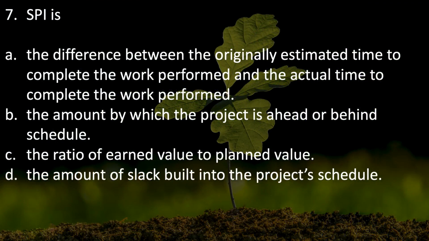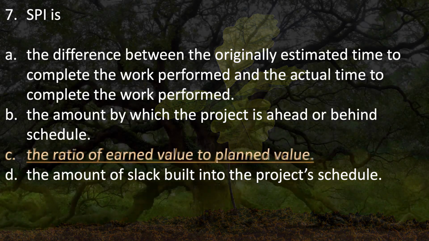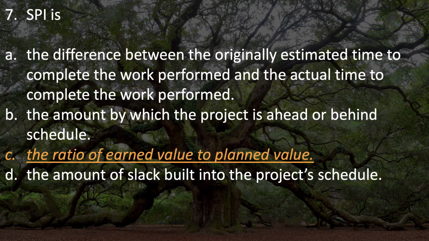Number 7. SPI is A, the difference between the originally estimated time to complete the work performed and the actual time to complete the work performed. B, the amount by which the project is ahead or behind schedule. C, the ratio of earned value to planned value. Or D, the amount of slack built into the project schedule. The correct answer is C, the ratio of earned value to planned value.